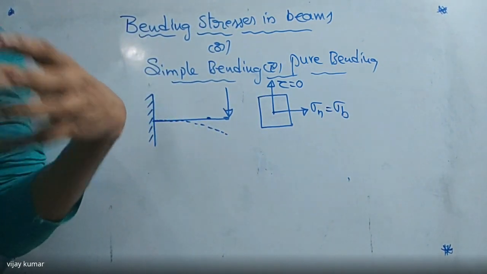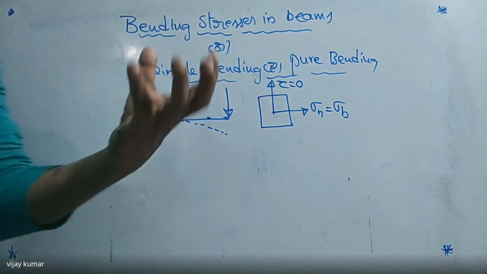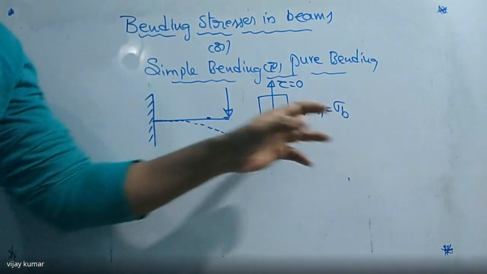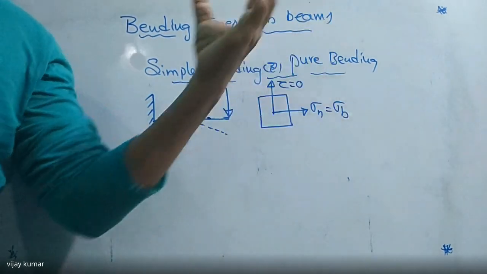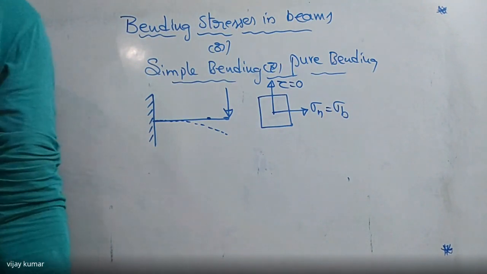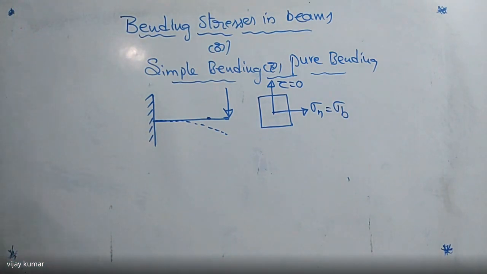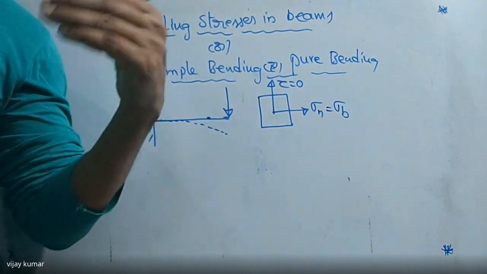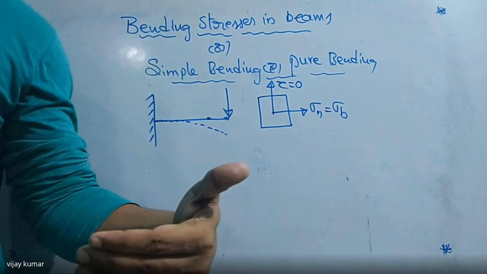That means we are going to neglect the shear stresses. We are not considering shear stresses, only normal stresses under bending. So this is said to be simple bending or pure bending. Pure bending means no shear stresses. That is the assumption I am taking here. Why? Because practically there must be two types of stresses, shear stress and bending stress, but in this case bending stresses are always greater than shear stresses.